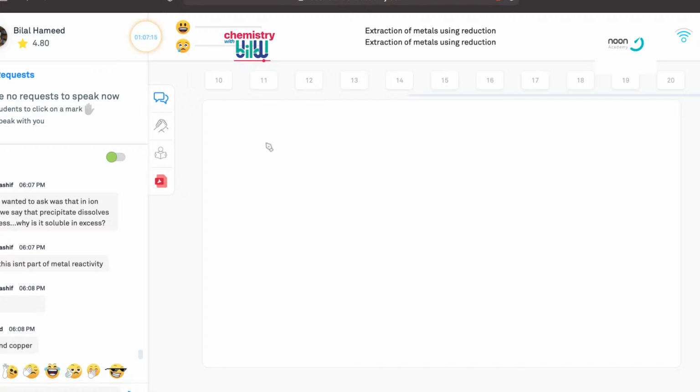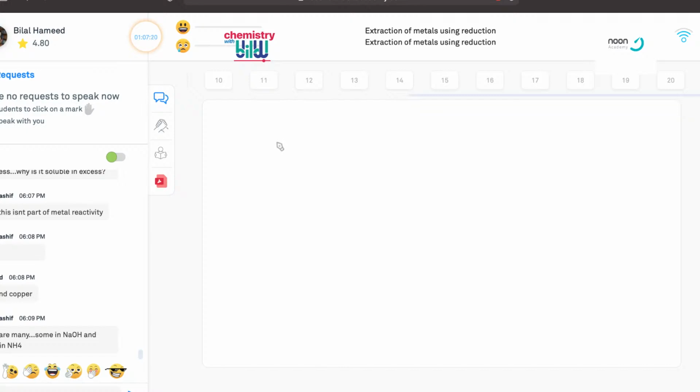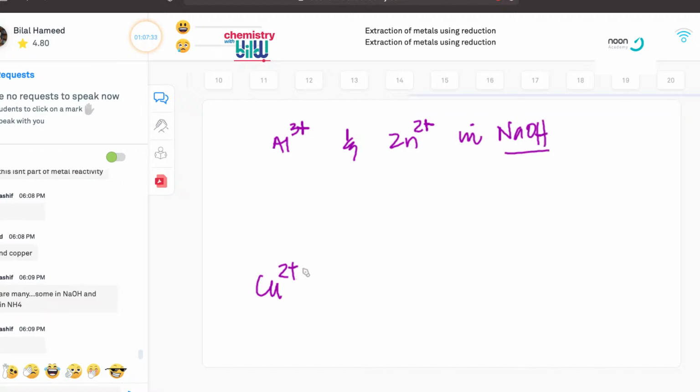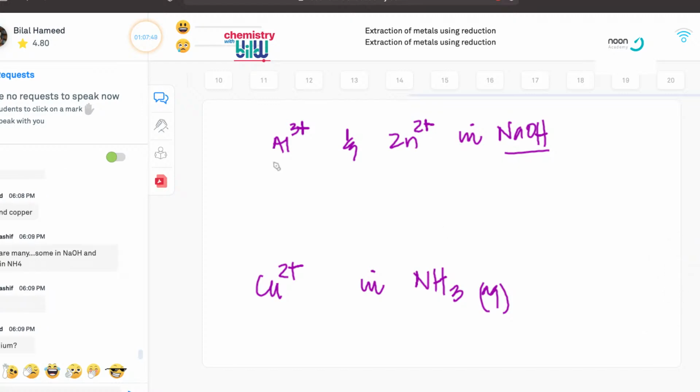Actually, there are only two precipitates that dissolve in excess NaOH or ammonia. And those are aluminum and zinc in NaOH, and copper in ammonia. I know that, right? In aqueous ammonia or ammonium hydroxide. Iron doesn't. There is a reason, obviously, and you haven't done that, and you will not do that till A level second year, called complex ions.